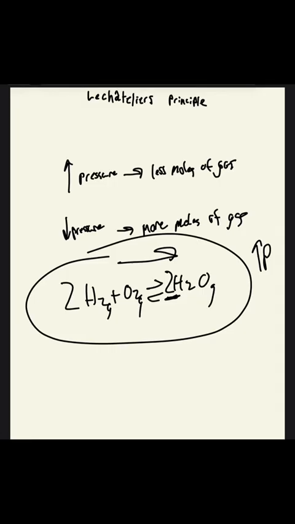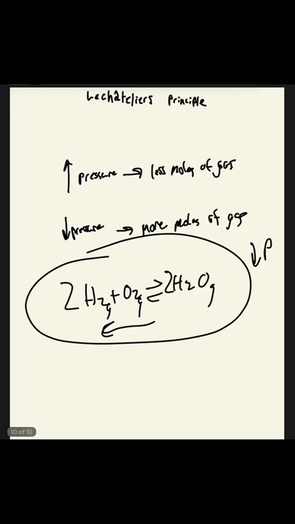Because on the left we have 2 plus 1, which is 3 moles. That reaction is going to be favored if we decrease the pressure. So if the pressure is decreased, then we're going to favor the reverse because there are more moles produced when we have that reverse reaction. So that's the pressure effect.